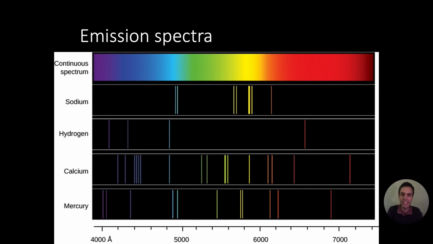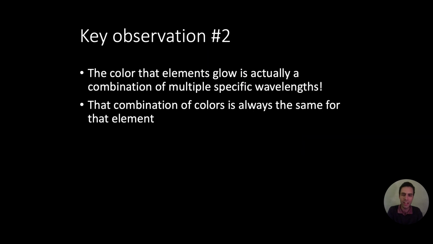So our second key observation: these colors that we saw at the beginning are not just one color. It's actually a combination of multiple, very specific colors. And that combination of colors is always the same for that element. So hydrogen always glows purple, but really hydrogen always glows 4 specific colors.